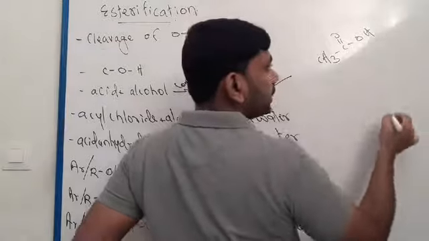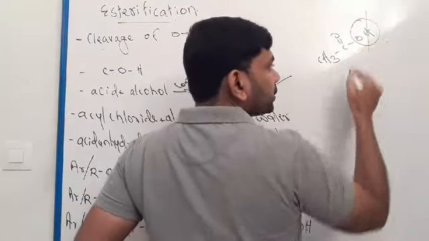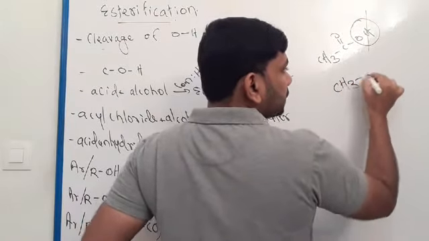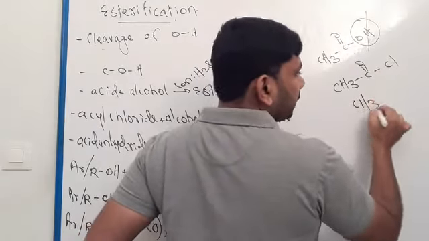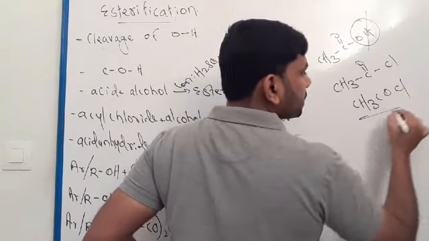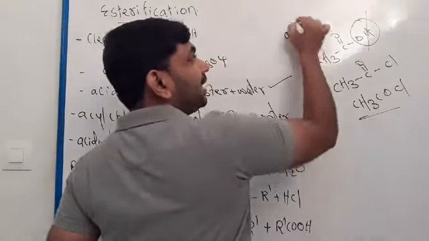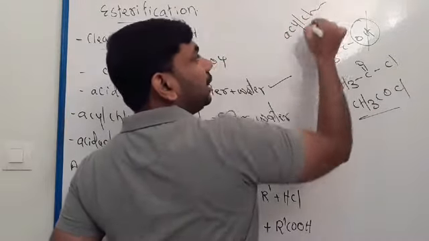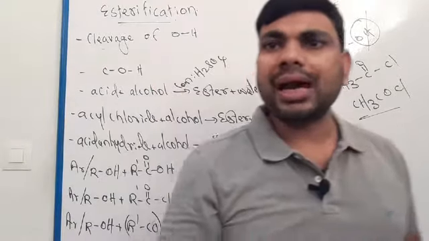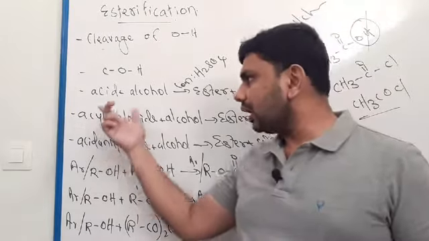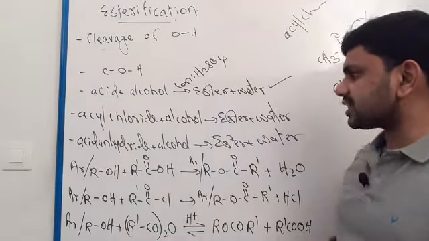This is carboxylic acid. Instead of OH there is CH3C double bond oxygen Cl. Shortly we can write CH3COCl. This is called acyl chloride, or we can say acid chloride. So acyl chloride or acid chloride reacted with alcohol also produces ester.